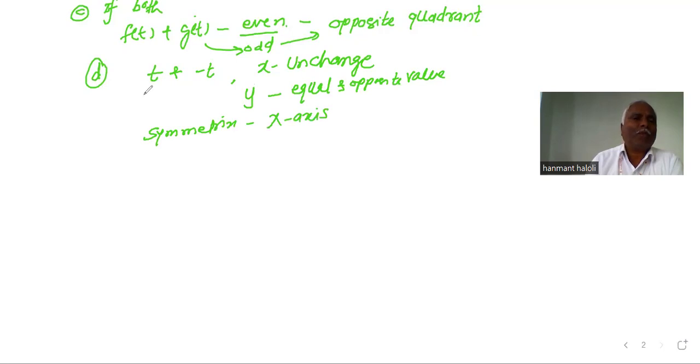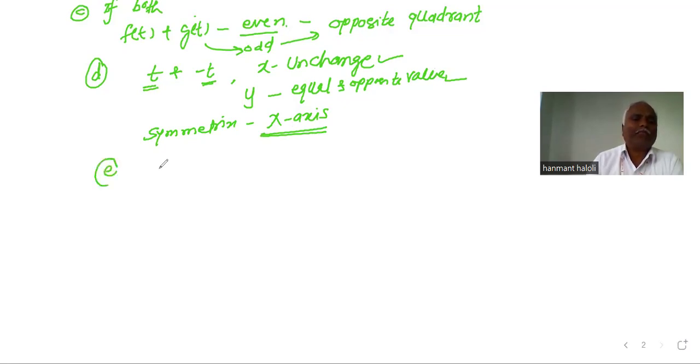I'll repeat once again. If you replace t by minus t, x is unchanged and y gets an equal and opposite value, then the curve is symmetric about x-axis.